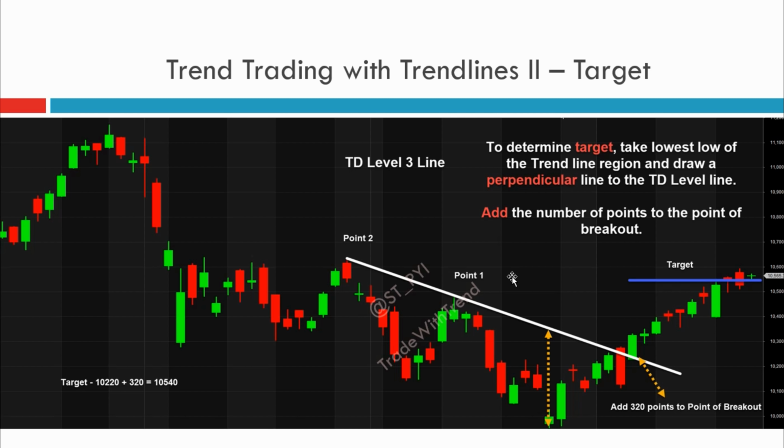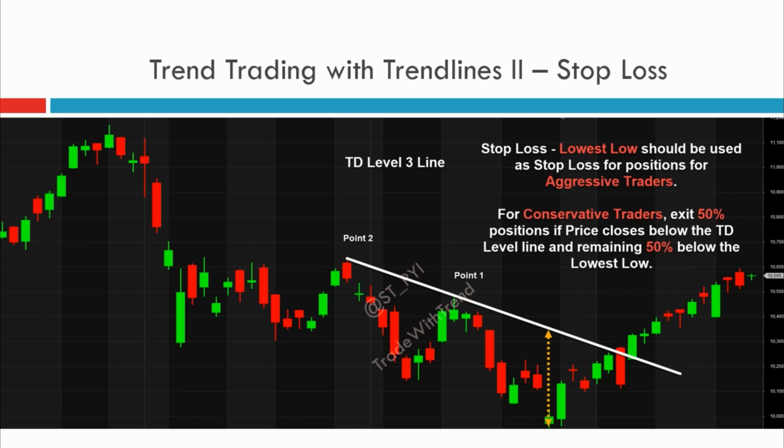So I'll just explain once more. To calculate the target, at the point of the lowest low here, draw a perpendicular line to the TD supply line, calculate the number of points, and add it to the point of contact of the breakout candle. If you're an aggressive trader, you can actually add these 320 points to the close of this candle as well, or the high point. It depends on the amount of risk you can take. So we'll just move to the stop loss now.